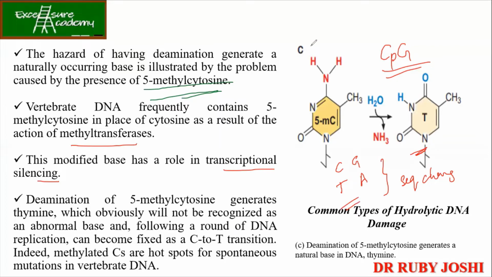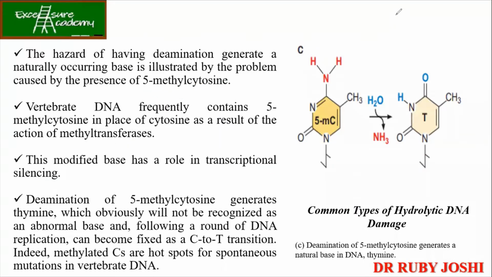Now, if you see any DNA base pair change from purine to purine, it is a transition. Pyrimidine to pyrimidine is also a transition. But if it is purine to pyrimidine or pyrimidine to purine, then it is known as transversion. Okay, anyways, it is going to come in future slides, but again, try to remember, okay? So these methylated cytosines are the hotspots for the spontaneous mutations in the vertebrate DNA.